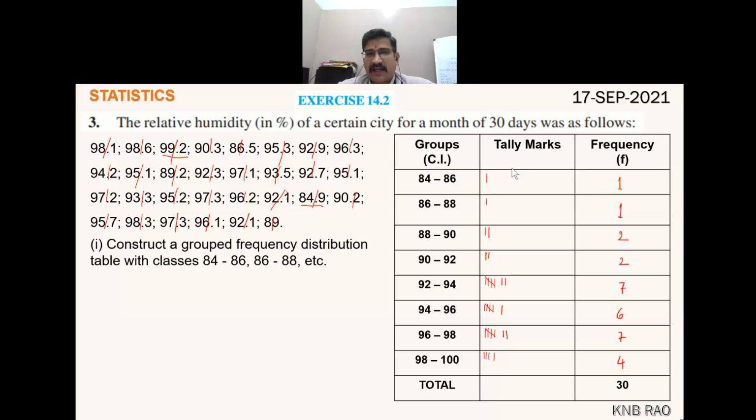So children, exercise 14.2. The rest of the questions I will discuss only the ones which are important and which you feel may be a bit different. Let's move on to question number 3 only. There is a sub-question asked.